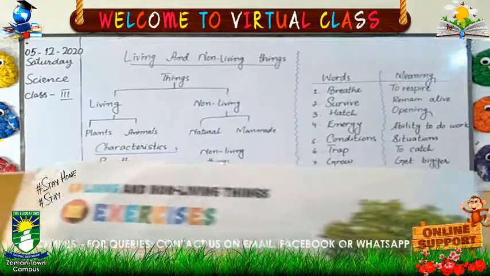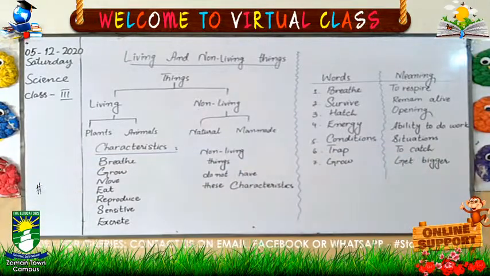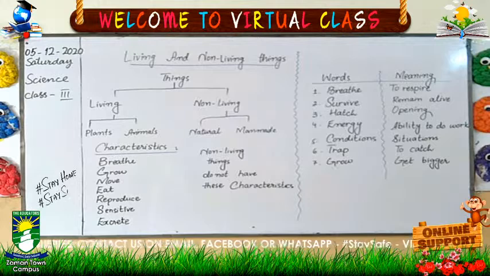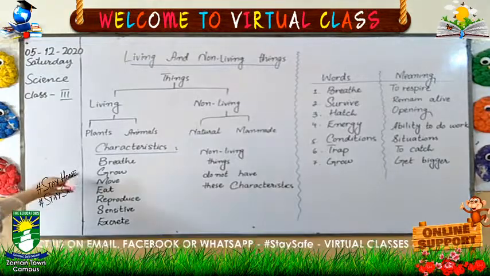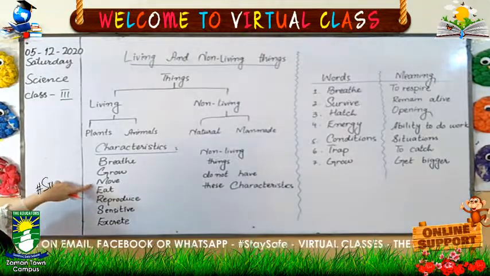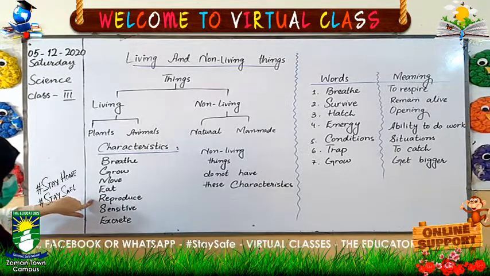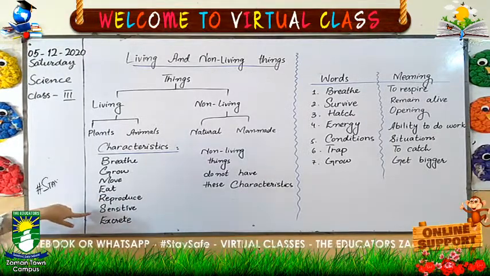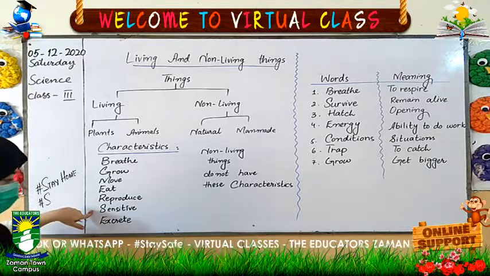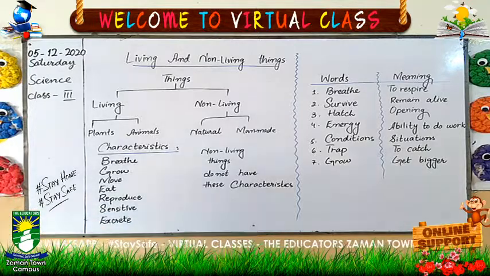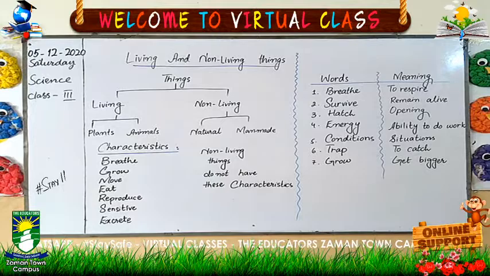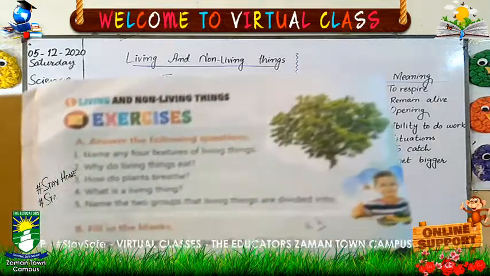Now, as I have written on the board the characteristics of the living things, you have to write any 4 characteristics between them. Like living things can breathe, living things can grow, living things can move, and living things need food, living things can reproduce their young ones, okay, and living things are sensitive, living things can excrete. Now, you have to write only 4 features of living things.